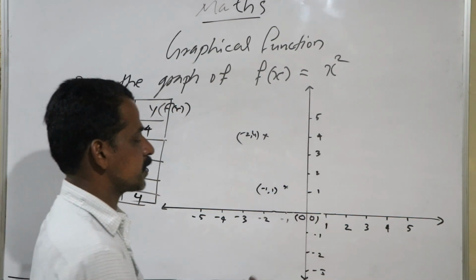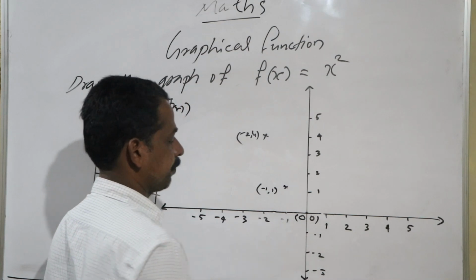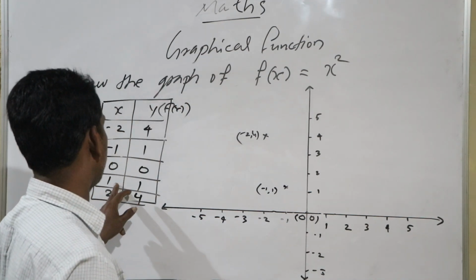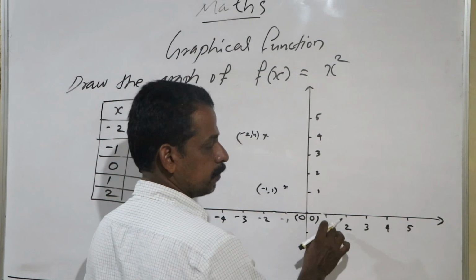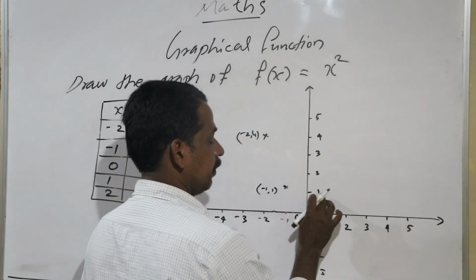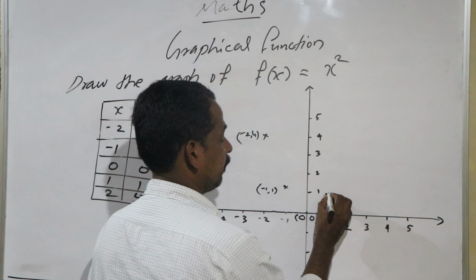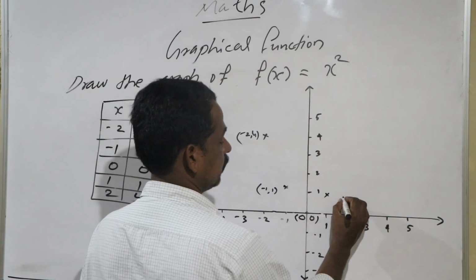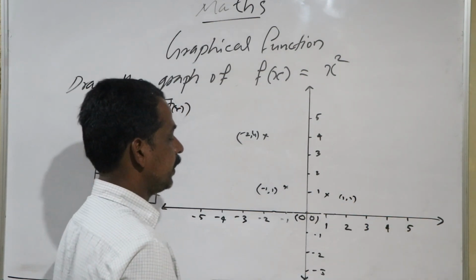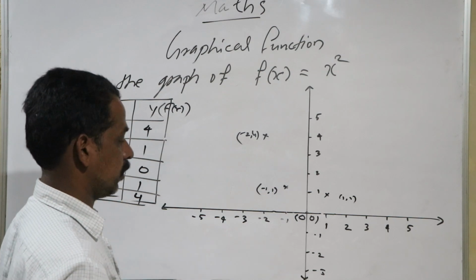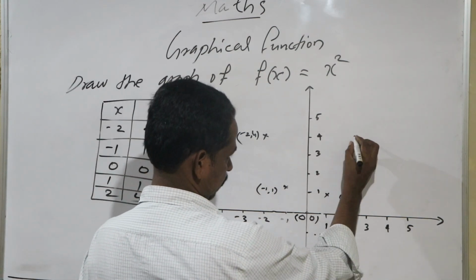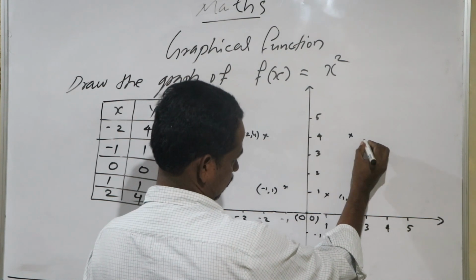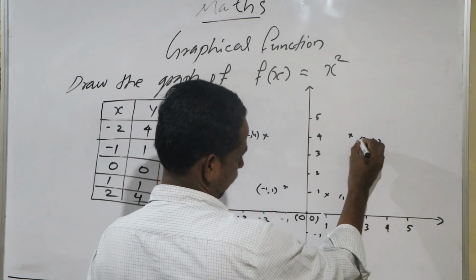0, 0, this is 0, 0. And then we must find out 1, 1. Positive 1 on x, positive 1 on y. Here means 1, 1. And then we must find out 2, 4. 2, 4 here. Here comes 2, 4.